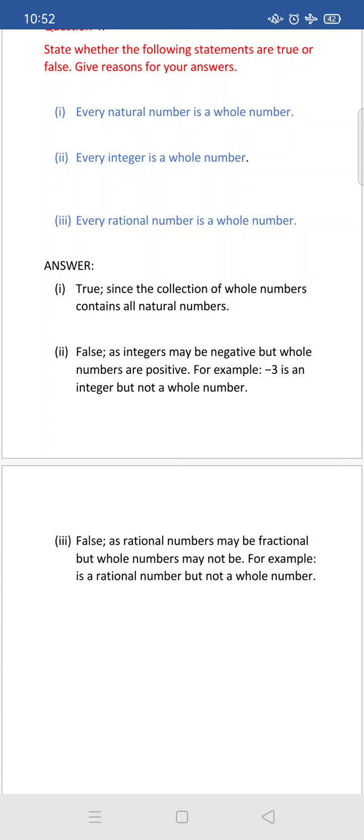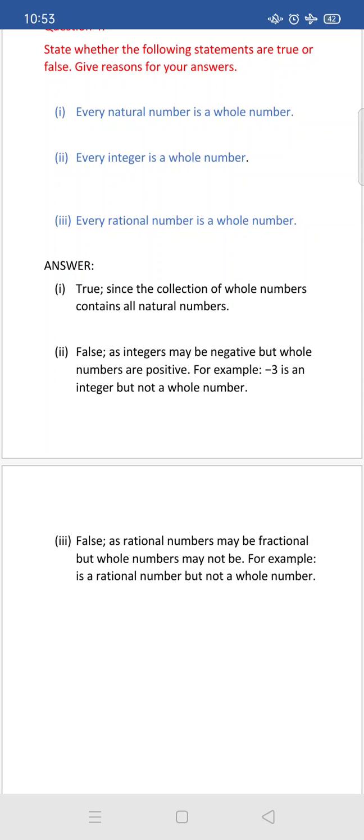This is a false statement because every integer cannot be a whole number. Why? Because integers may be negative but whole numbers are never negative. If you consider one example, -3, -2, anything you can consider, -3 is an integer but it is not a whole number. So every integer cannot be a whole number. The last question we will see now: every rational number is a whole number, right?